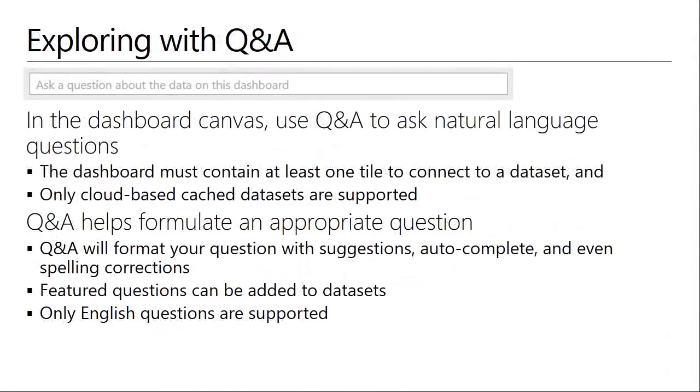Let's take a look at the Q&A feature with natural language querying. The dashboard must contain at least one tile connected to a dataset, and only cloud-based cached datasets are supported for this feature. Q&A helps formulate an appropriate question, so it provides suggestions and autocomplete and even spelling corrections. You can also add featured questions to datasets so that they're prompted when people use Q&A. And note at this stage only English questions are supported.